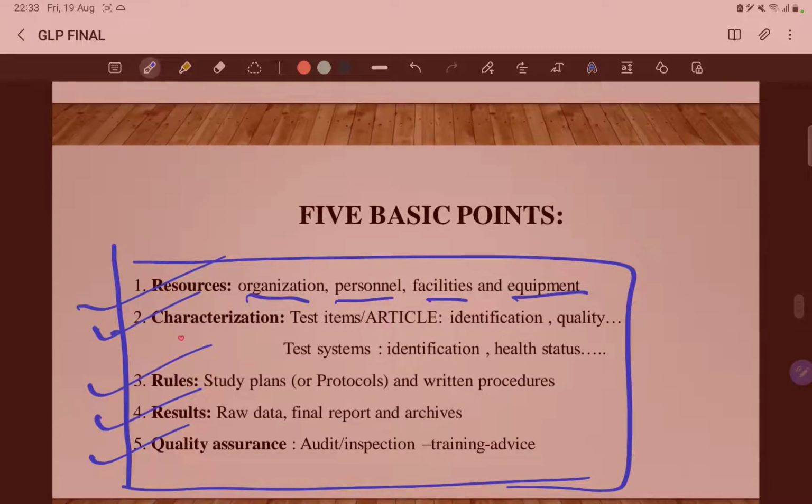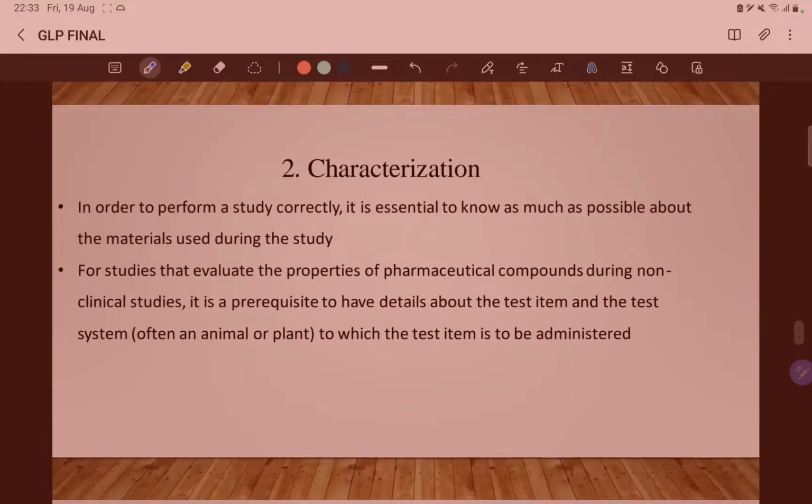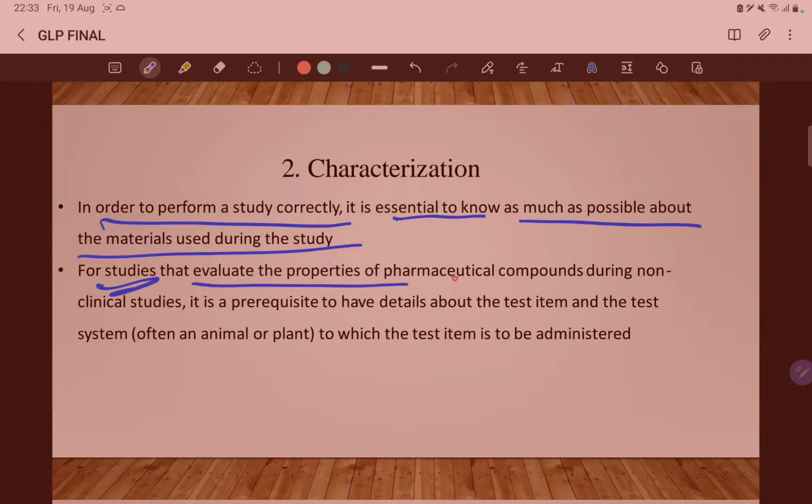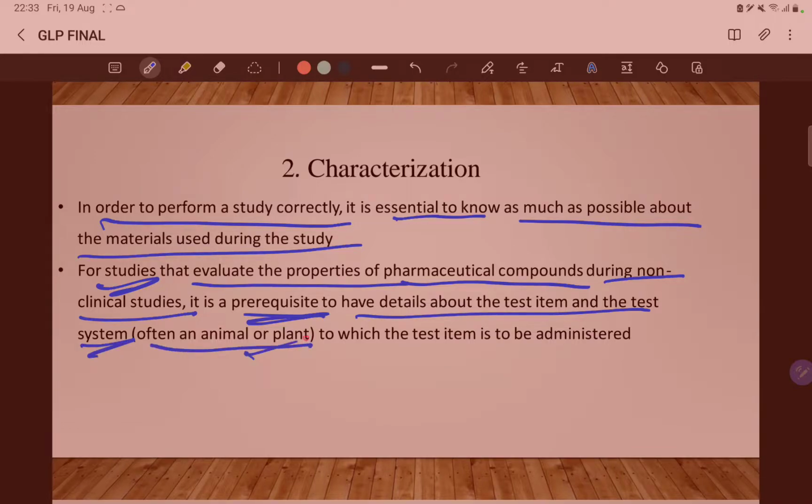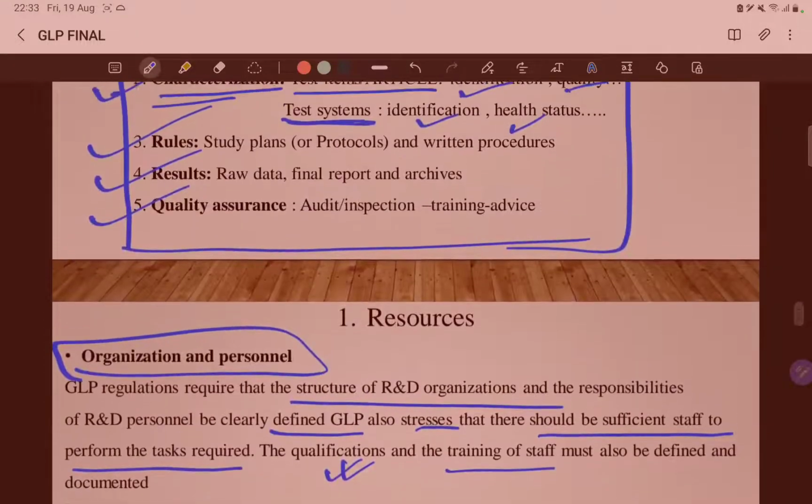And this is the characterization: test item or article identification and quality, and test systems like identification and health status. In the characterization, in order to perform a study correctly, it is essential to know as much as possible about the materials used during the study. For studies that evaluate the properties of pharmaceutical compounds during non-clinical studies, it is a prerequisite to have details about the test items and the test system, often an animal or plant to which the test item is to be administered.